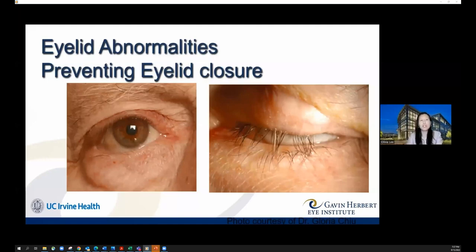And some of these patients you can tell right away, for example, in this example here, that lower lid is so droopy that when the upper lid comes down, it doesn't meet that droopy eyelid. This does need to be corrected surgically.